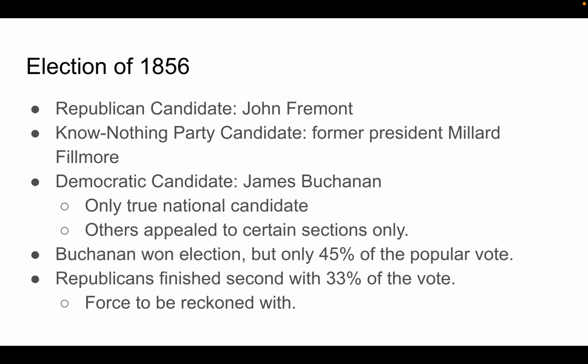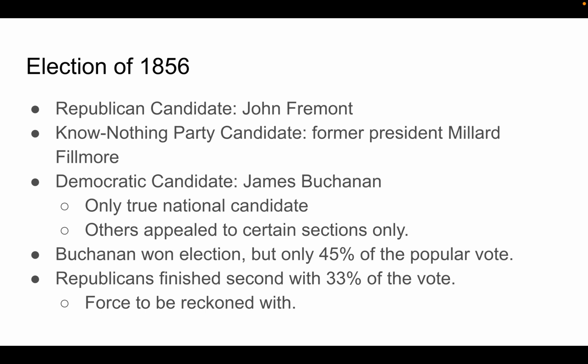So the first time that Republicans run a national candidate, presidential candidate, is in 1856, and they nominate a man named John Fremont. The Know Nothing Party nominates a former president named Millard Fillmore, and then Democratic candidates have a man named James Buchanan. So there's three major people running for office, which kind of causes a lot of division in the country.